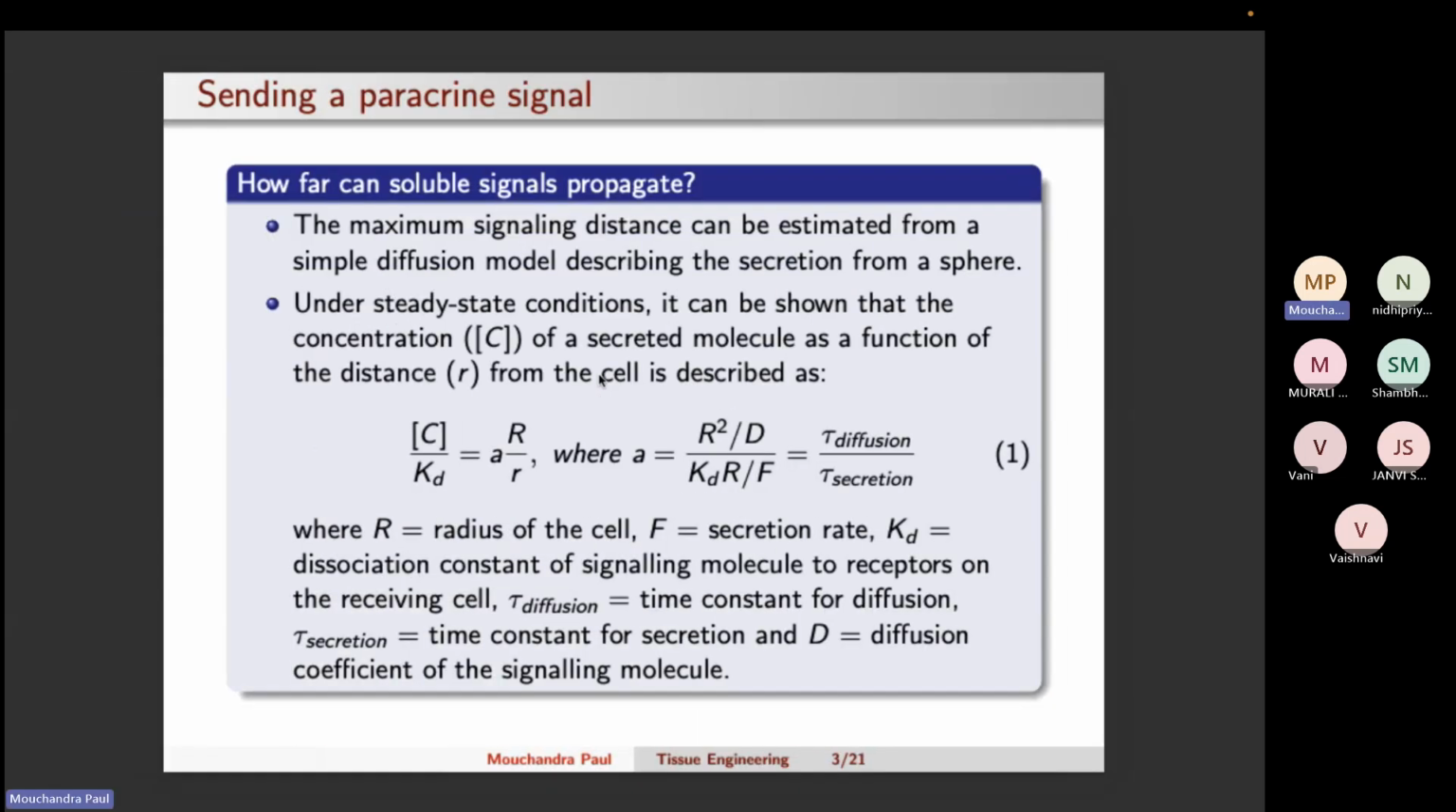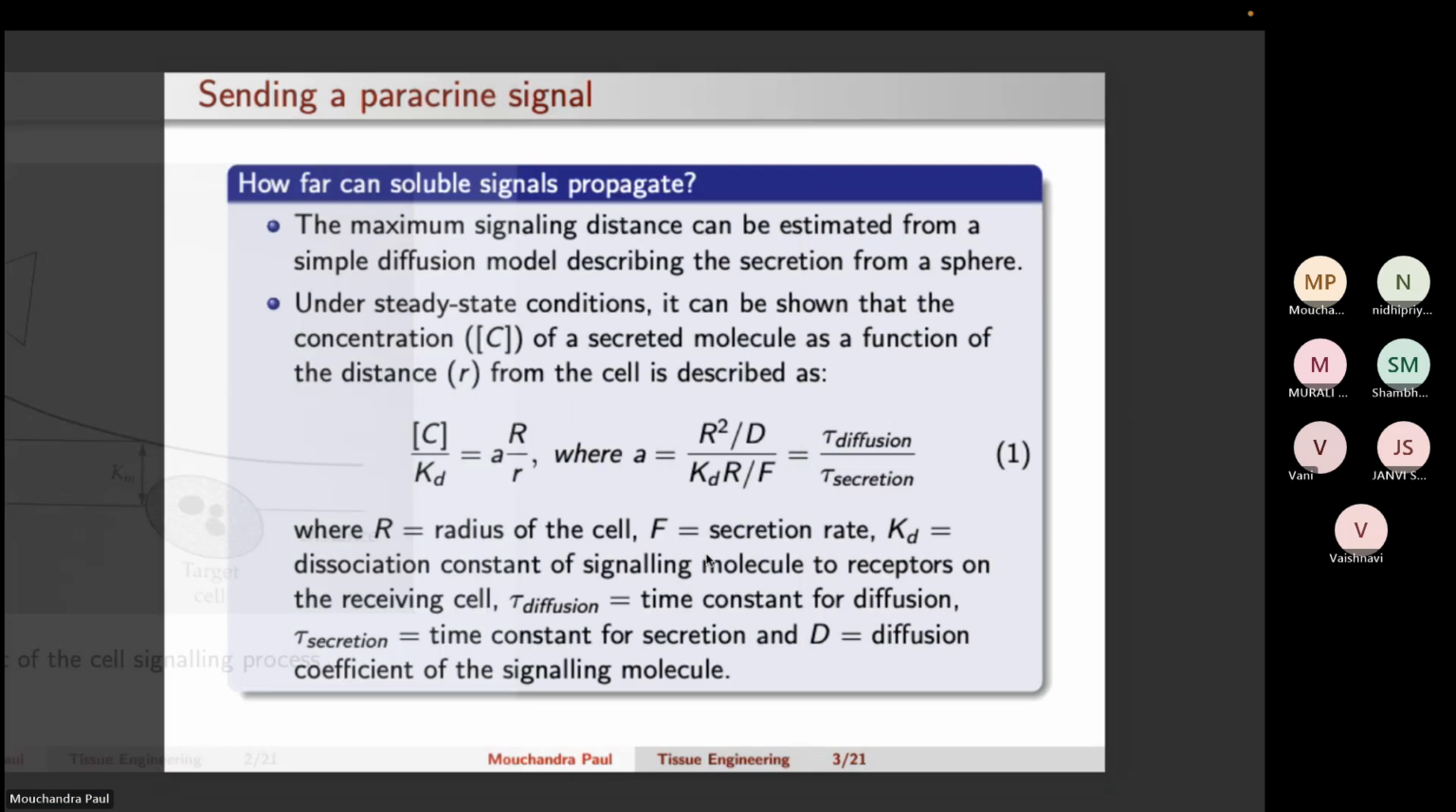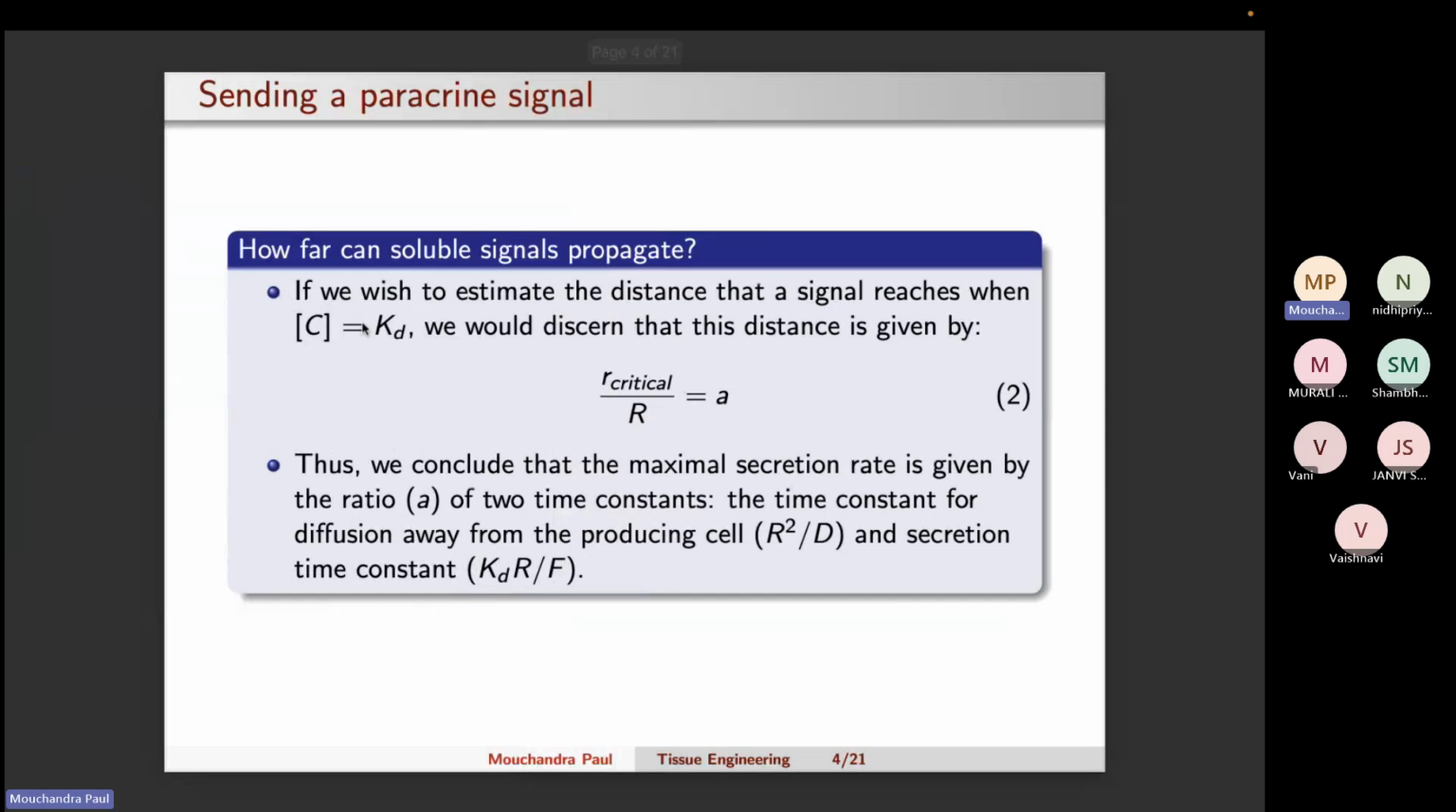All right. So in this figure, if the target cell is at a distance of r critical, then you can expect that the concentration of the growth factors secreted by the signaling cell and the affinity of these growth factor molecules towards binding with the receptors are equivalent, and then maximum achievable signaling is possible. Under this condition you can estimate the distance at which maximum achievable signaling is possible, at r critical.